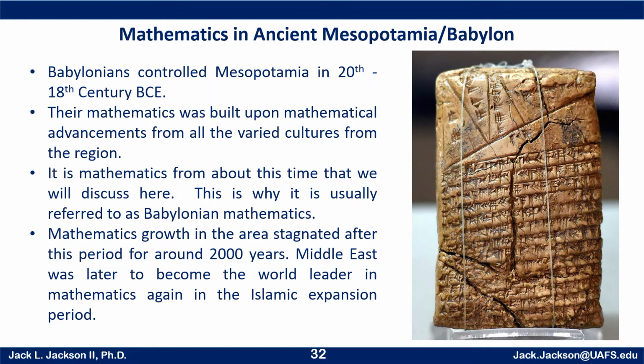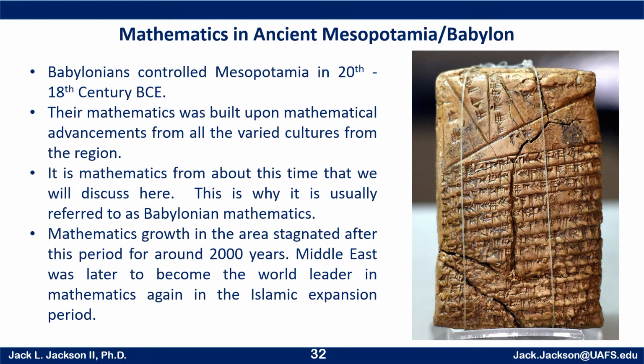Even though they had different languages, the cuneiform writing was kind of consistent. So they had some consistent things throughout there, even though there was not one culture but a variety of cultures. And so all of these different cultures contributed to the mathematics of the region. But the mathematics that we have the most records of is from this Old Babylon period, and that's the mathematics that we're going to talk about now, and that's kind of why it's called Babylonian mathematics. Somewhat after this period, mathematics growth stagnated for around 2,000 years.